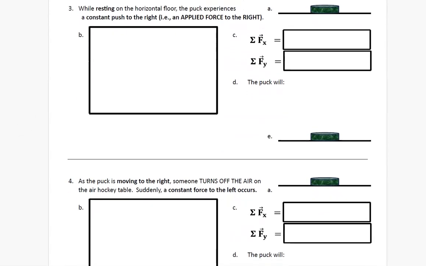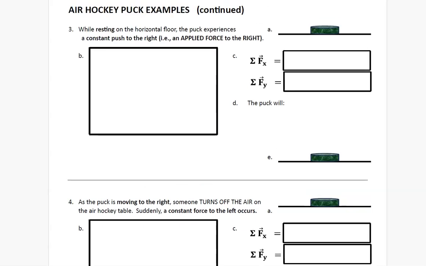Number 3, while resting on the horizontal floor, the puck experiences a constant push to the right. That is an applied force to the right. So a force on an object is only a force as long as there's contact with the object. So there has to be a constant push to get a constant force. That's why it says constant push there. And this is just an example of an applied force. An applied force is just a push or pull that you do to an object. Okay.